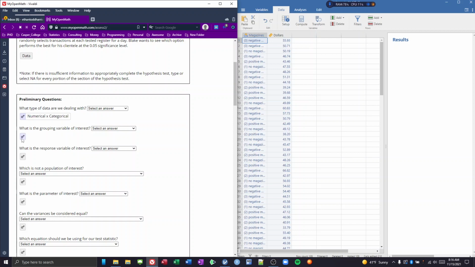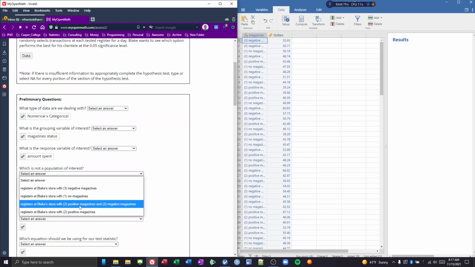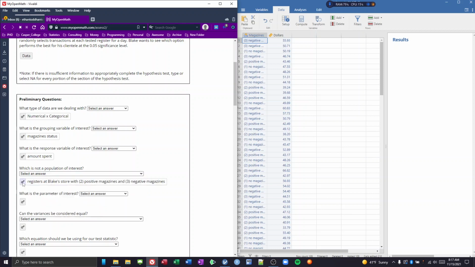The grouping variable of interest that we have here is our magazine status. Are there no magazines? Are there positive magazines? Are there negative magazines? That's our grouping variable, or the groups that we are comparing to one another. The response variable is how much was spent when a transaction was made at one of these different groups. A population that is not of interest is a register with both positive and negative magazines. We could have done this, but because we didn't do that in this test, that's the one that we are not interested in.